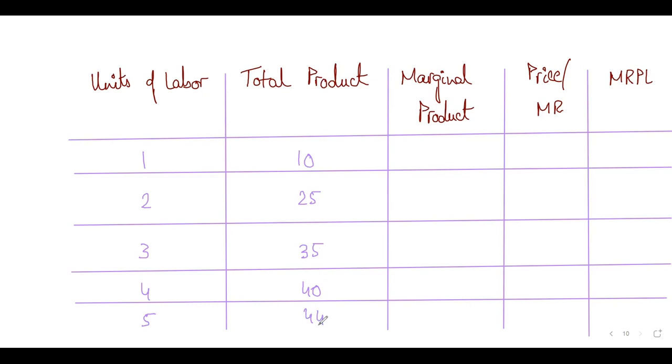Okay, now have a look at this. Total product is the total output that a company produces with the first unit of labor, then with 2 people, then with 3 people, then with 4 people, and then with 5 people. To calculate the marginal product, we have to take the difference. This is the marginal product of labor that I was talking about.